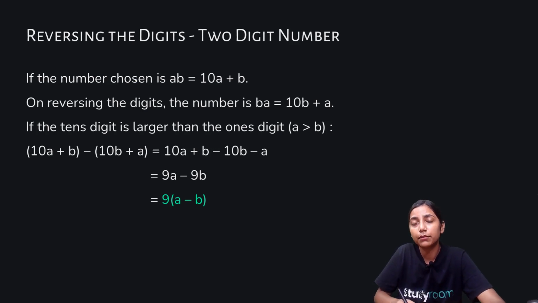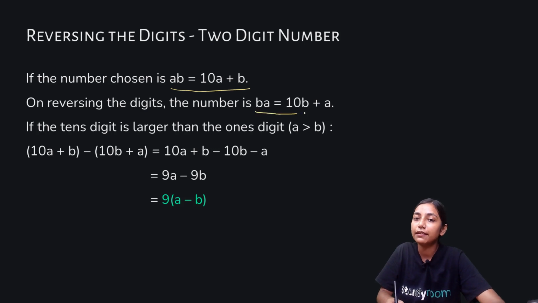Now see if the number chosen is AB. Let that number chosen be AB. We will write AB in the general form as 10A plus B. On reversing the digit, we are getting BA, again 10B plus A. Now if the tens digit is larger than the 1 digit, that is first case, if A is greater than B. We will be taking 3 cases here. Now first case is A greater than B.